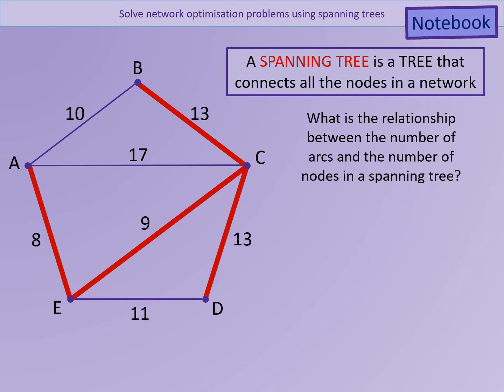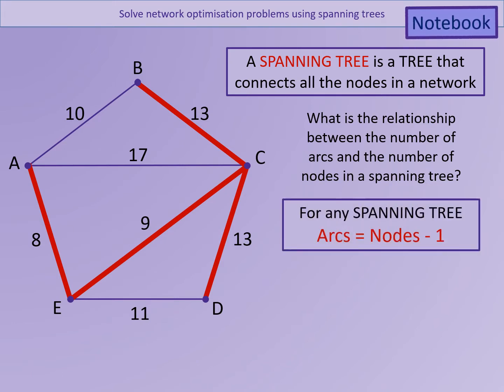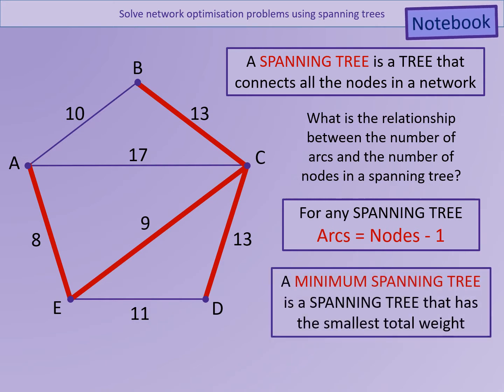Consider the relationship between the number of arcs and the number of nodes that you would need in a spanning tree. So you can see for this one we've got 5 nodes and that takes 4 arcs to join them. And in general, for any spanning tree, the number of arcs is always the number of nodes minus 1. A minimum spanning tree for a network is a spanning tree that has the smallest total weight.